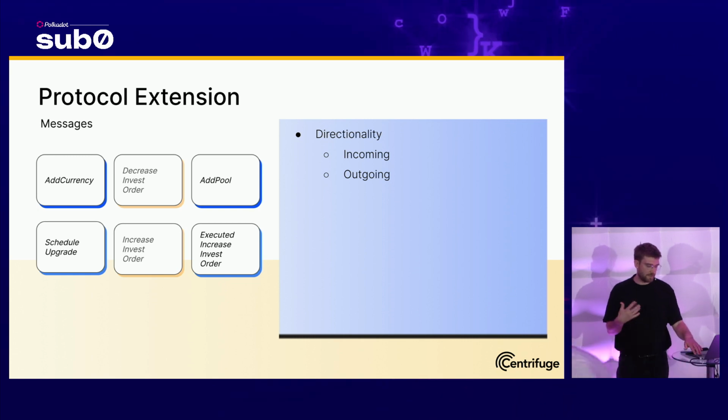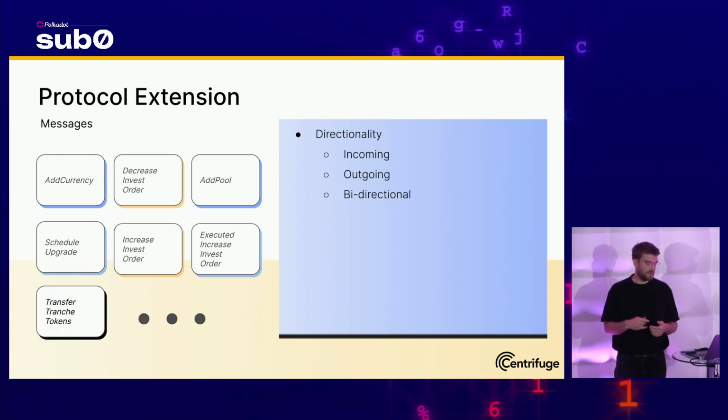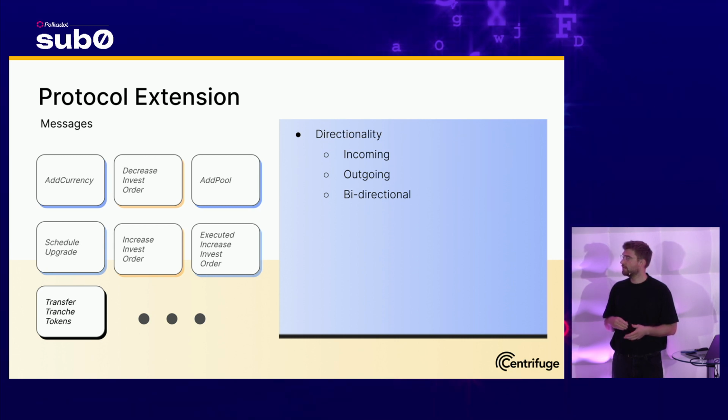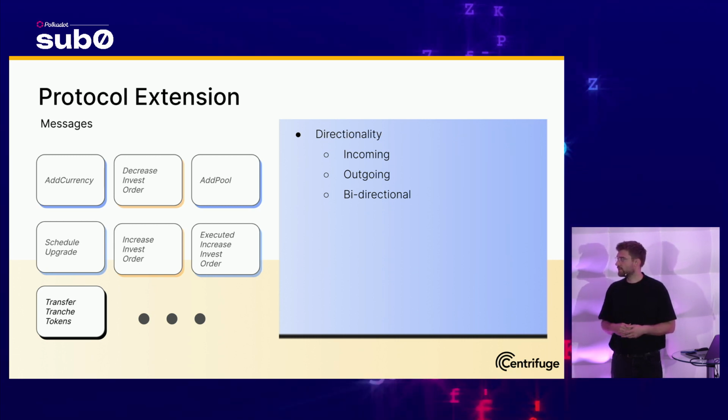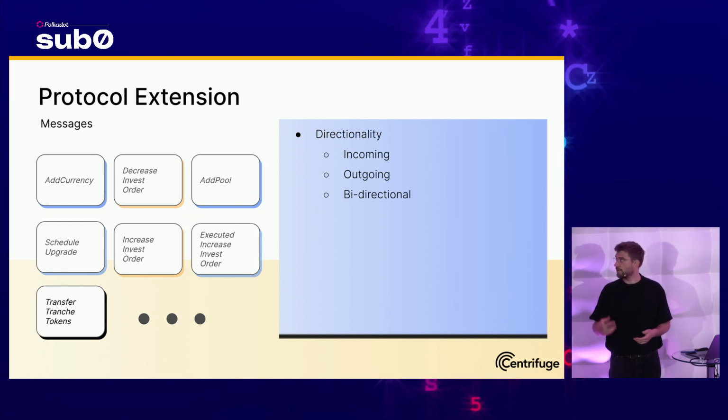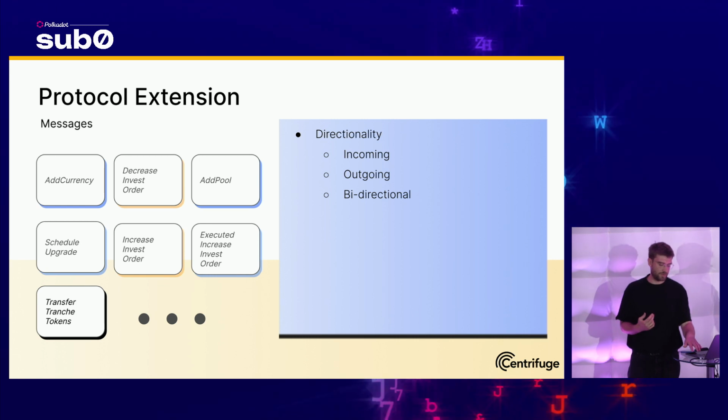This is basically the idea. And then also we have bidirectional ones, which is, for example, token transfers, tranche token transfers, where you can send to another domain and also send it back to Centrifuge, depending on what you need.